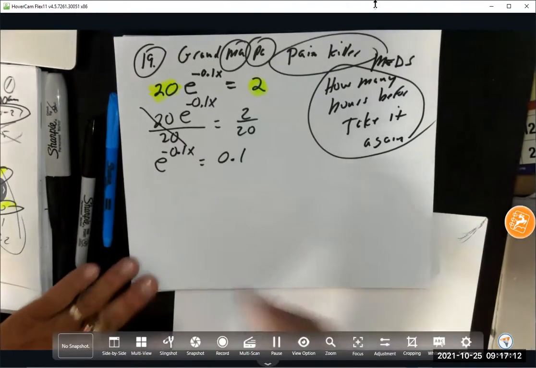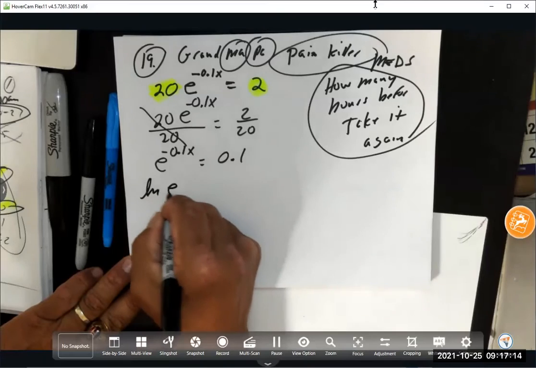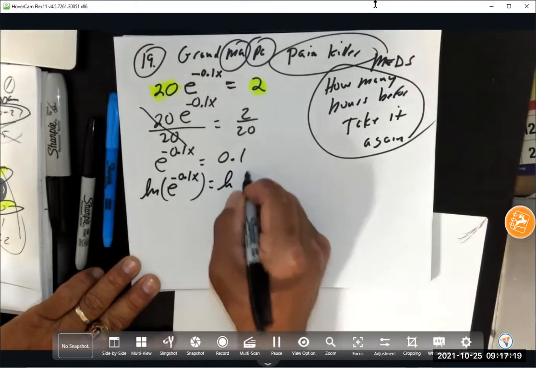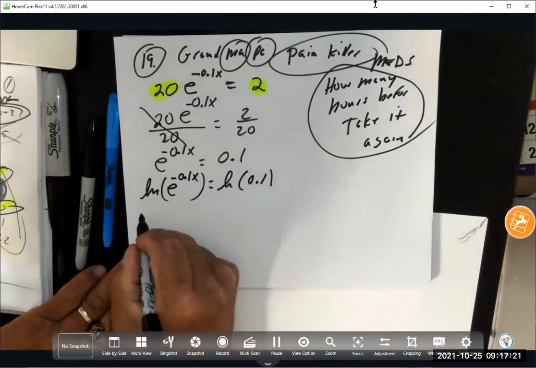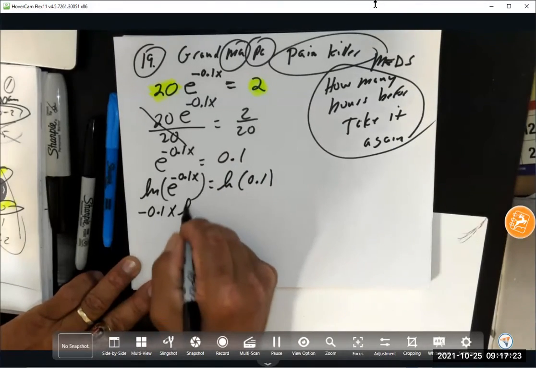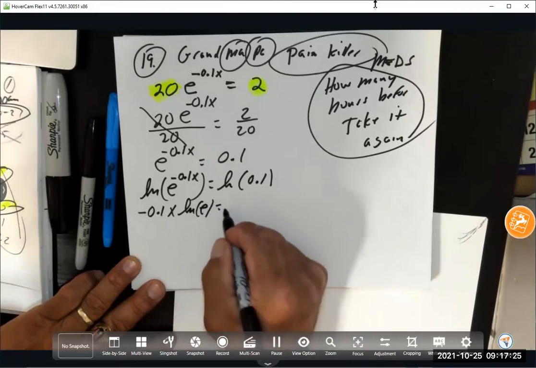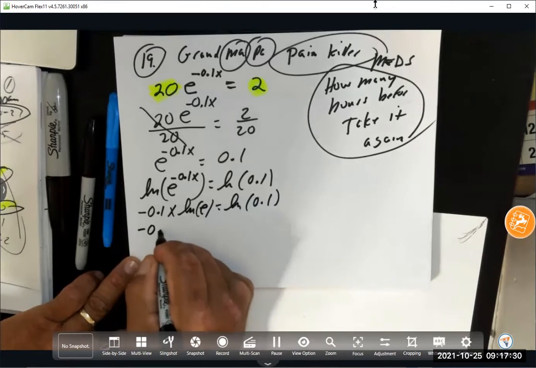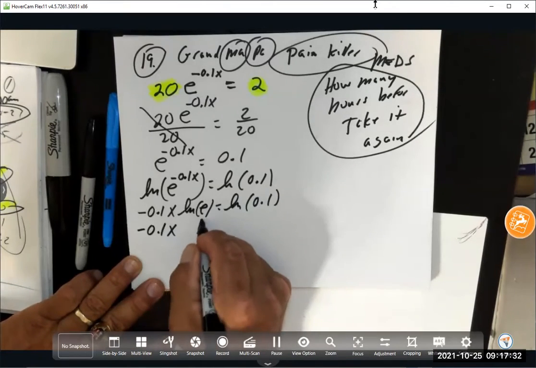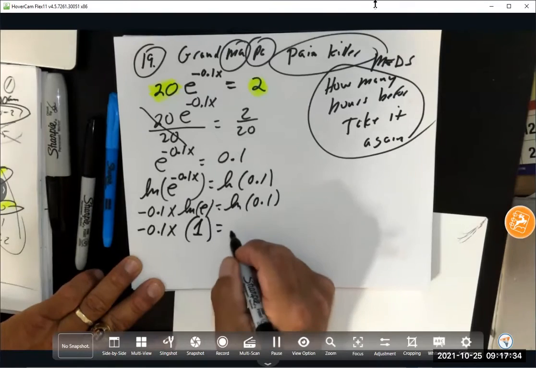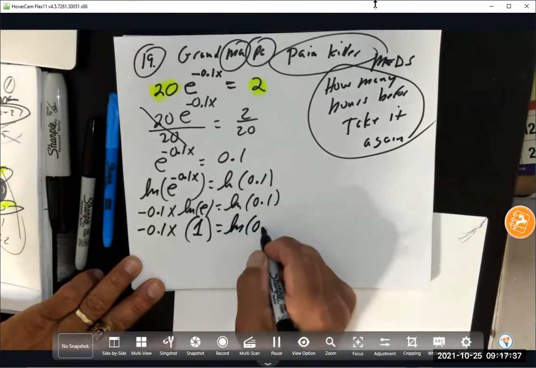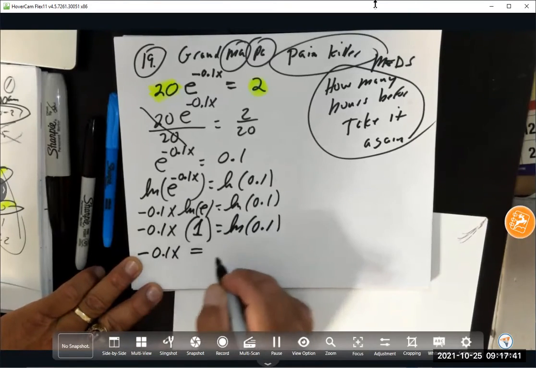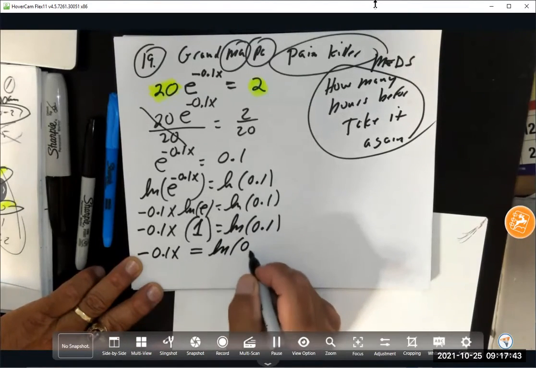Now I'm gonna do what we did before in the grandma's house. We're gonna take ln of this side, negative 0.1x, and we're gonna take ln of this side, 0.1. So negative 0.1x times ln of e equals ln of 0.1. So now negative 0.1x times 1. Yes, this is always a 1. You had that skill. So now I have negative 0.1x equals ln of 0.1.